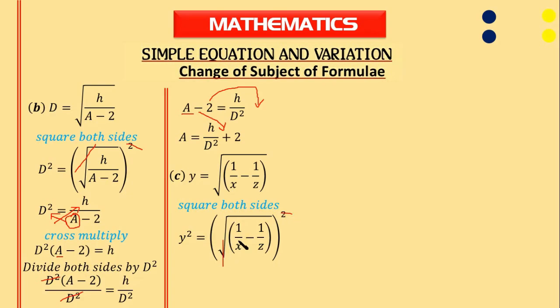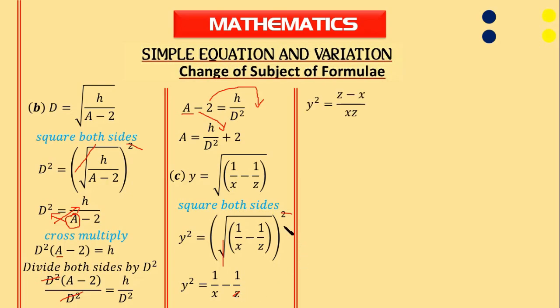So if it cancels each other like this, that means we have y square equals 1 over x minus 1 over z. And don't forget, z is what we are trying to make the subject of the formula. One of the good things we can do is find the LCM of x and z. Of course, the LCM of x and z is xz. So xz divided by x will give us z. That's z times 1, that's why we have z here.